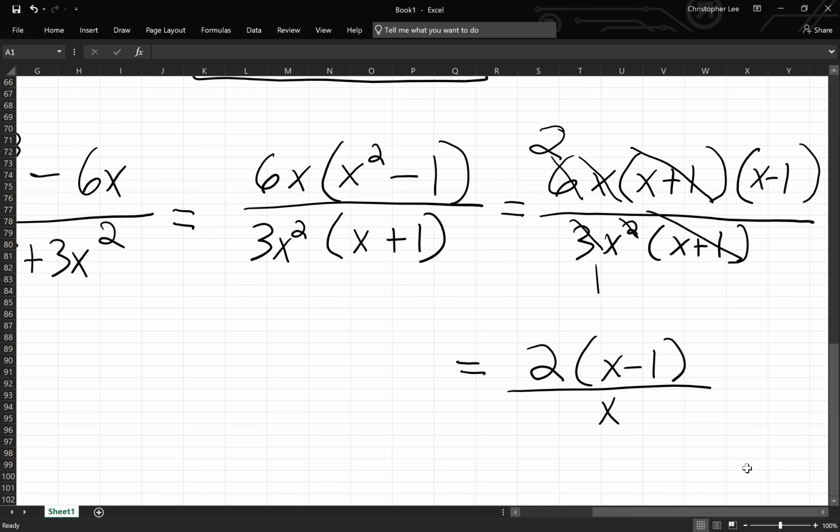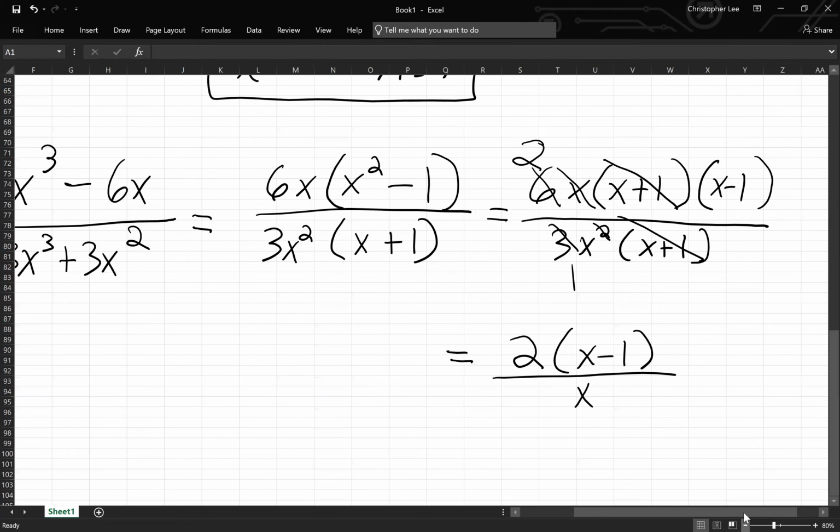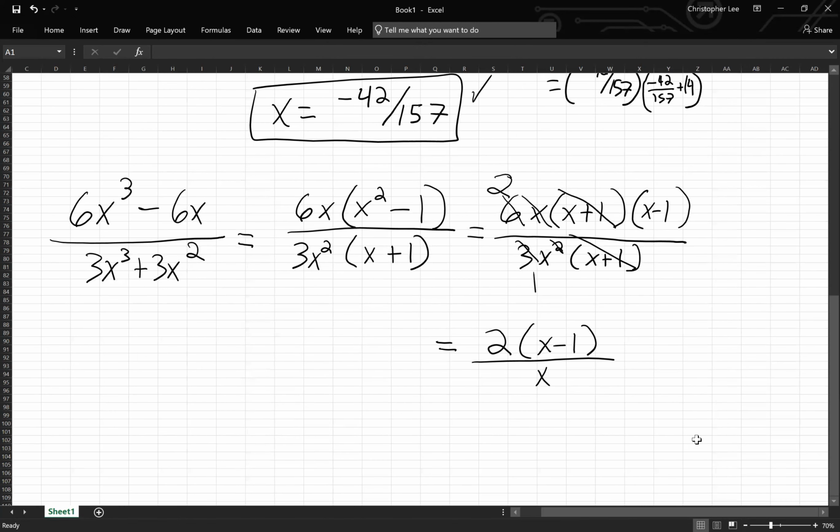So basically, think of it like this. There are 2 X's on the bottom, so I'm crossing out one of them. So it leaves back 1. And that's it. That's the whole thing. You're welcome.